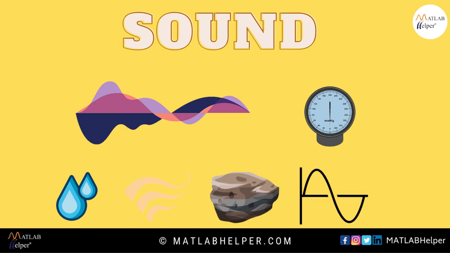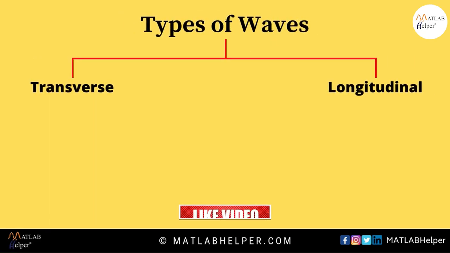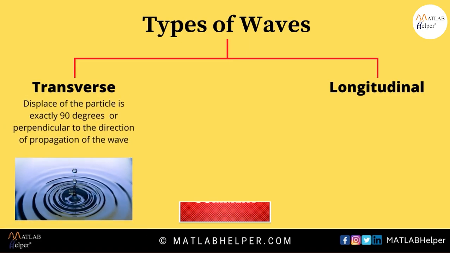When we speak about waves, there are two types of waves, namely transverse and longitudinal waves. In transverse waves, the displacement of the particle is exactly 90 degrees or perpendicular to the direction of propagation of the wave. For example, water ripples, earthquake waves, and ocean waves, where the particles do not move along with the wave, can be considered as transverse waves.